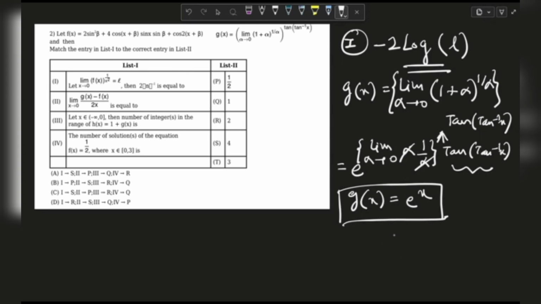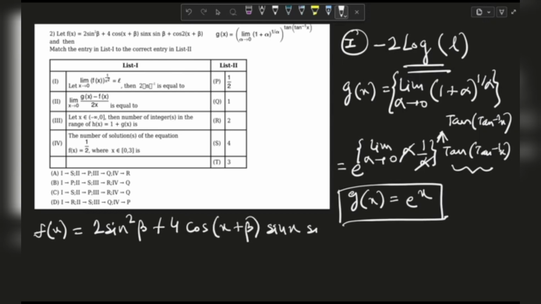Now for f of x we have a long expression. Let's write it down. 2 sine squared beta plus 4 cosine x plus beta sine x sine beta plus cosine of 2 times, and here also there is a mistake. It's not cosine, I'm sorry, I should have said this earlier, maybe it would have hampered your solving. This is not cosine of 2 times x plus beta. This is cosine of 2 times alpha plus beta. I don't know why all these typos in the question, but anyways.